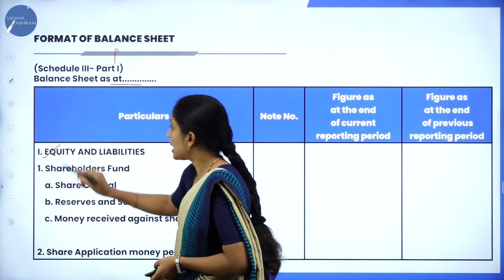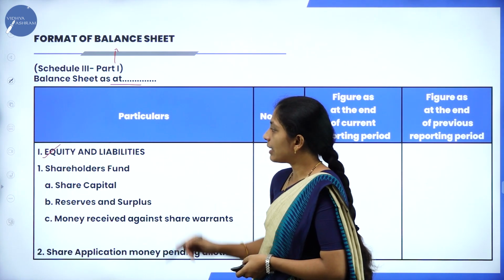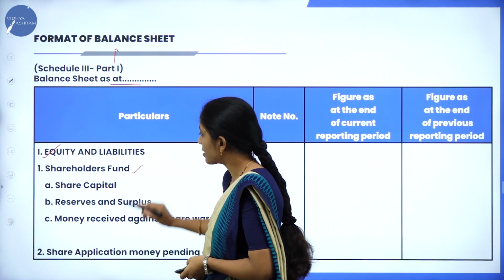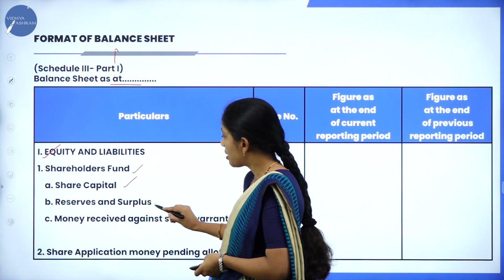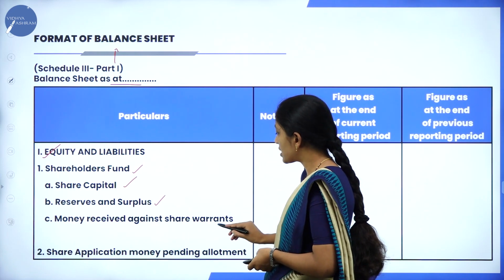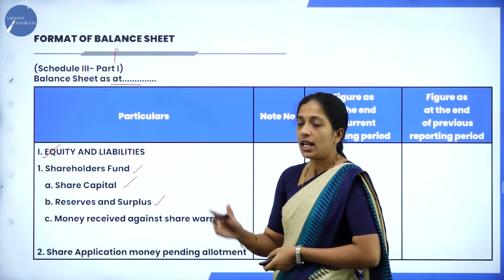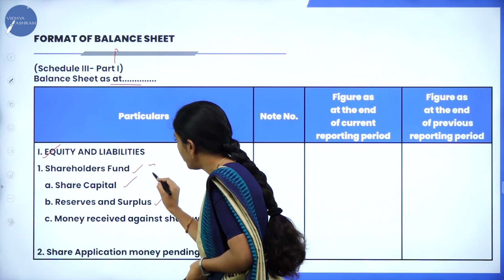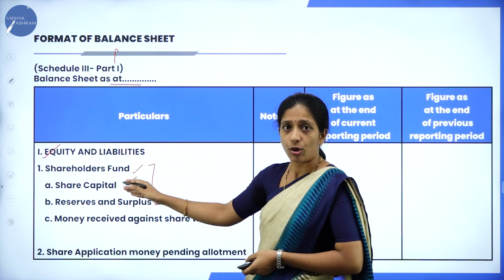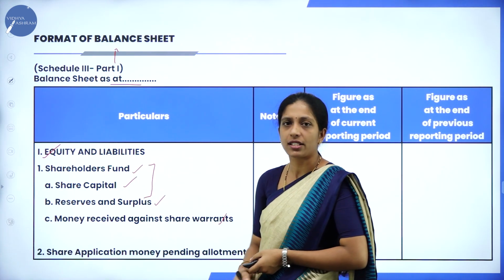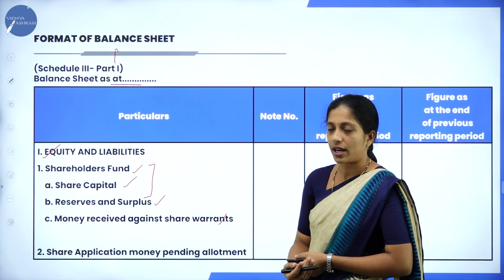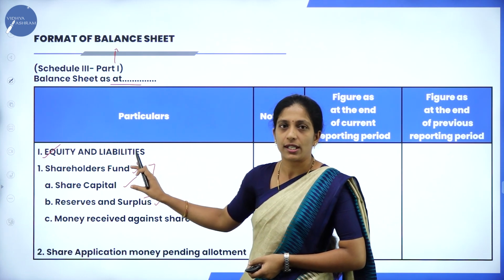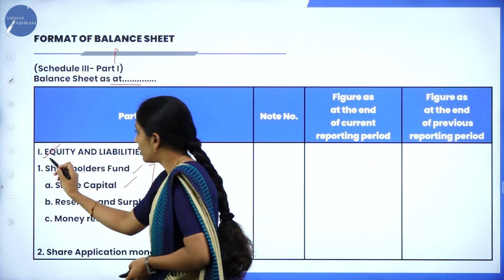So the first one is equity and liabilities. Under that, the first one is shareholders fund. Below that, under shareholders fund, we have share capital, reserves and surplus, and money received against share warrants. Now as per your PU board, under shareholders fund you have share capital and reserves and surplus. Normally, they will not give you money received against share warrants. So, you have to know this format, children. So, how to write this?